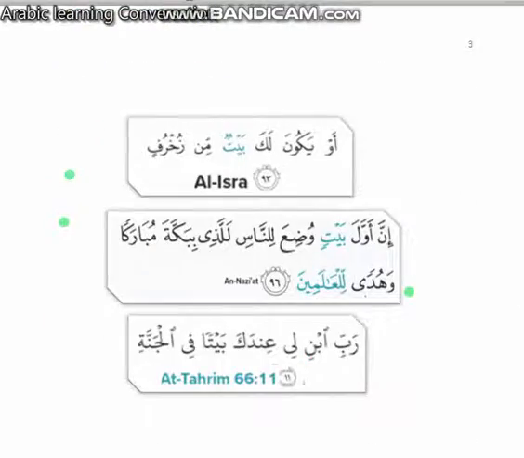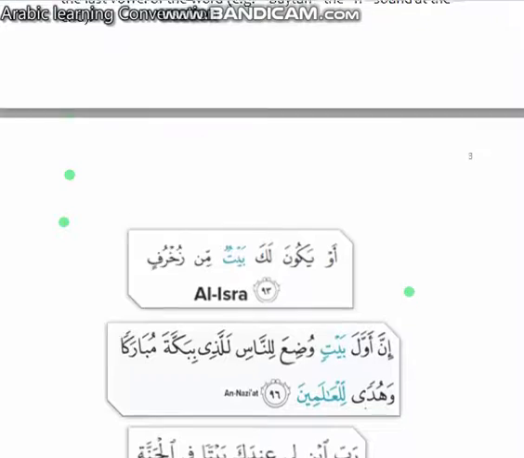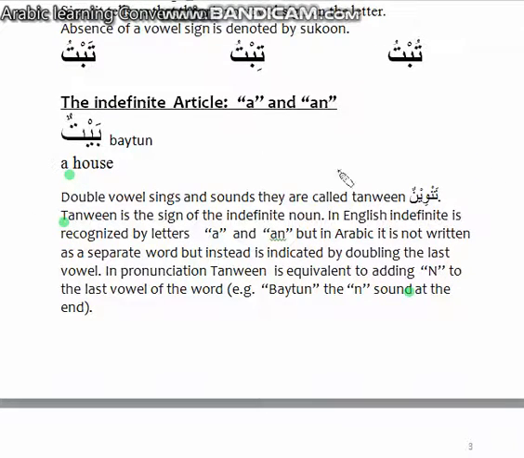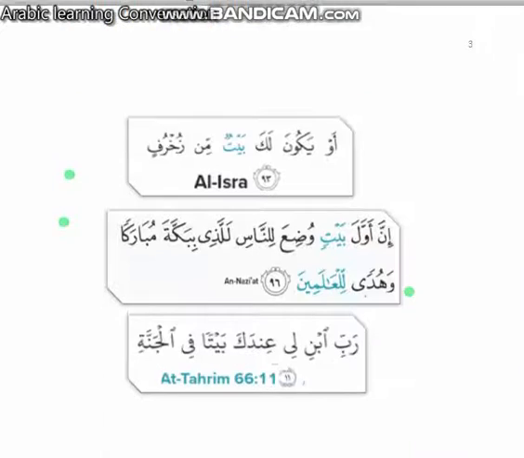Now I have brought some examples from the holy book of Quran, in which this baytun is mentioned. So let's see. We cannot discuss all the sentence because we are at the very beginning stage. I will only explain this baytun. You see, أَوْ يَكُونُ لَكَ بَيْتٌ. Here we have baytun, double vowel sign, double dhamma. This double dhamma is tanween. And what does it mean?